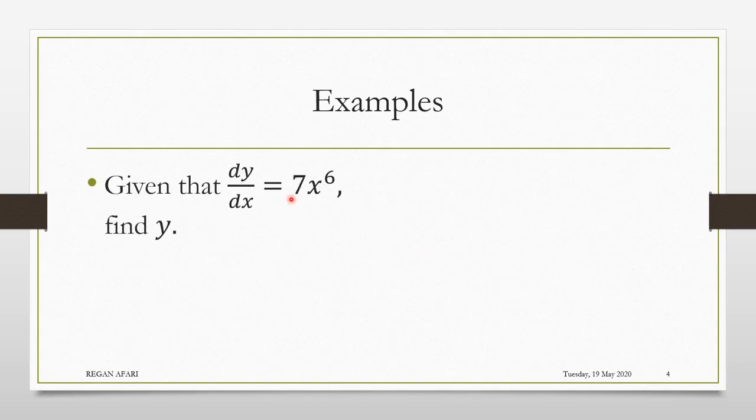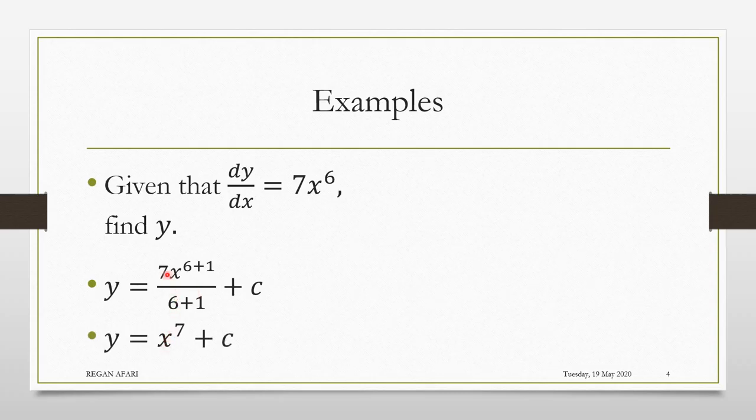Given that we have dy/dx equals 7x raised to the power 6, we want to find y. It means we want to go back from dy/dx to y, and that is integration. Going back is integration. So let's integrate this. We add 1 to the power, so that would be 6 plus 1. Then we divide by the new power, which is 6 plus 1. So we will get 7x raised to the power 7, divided by 7. Then we cancel out the 7, so we have x raised to the power 7 plus c.